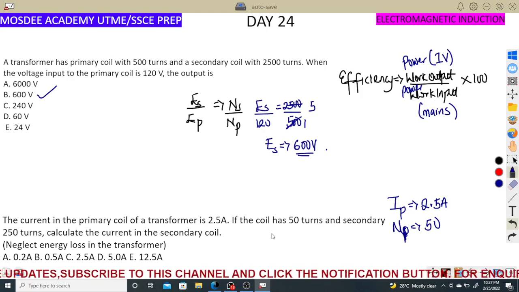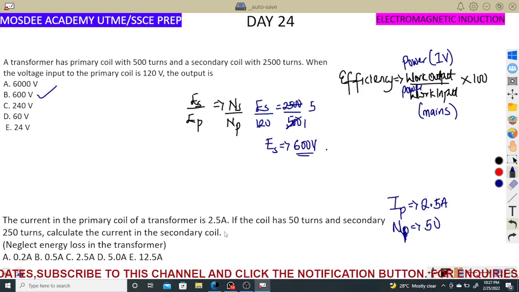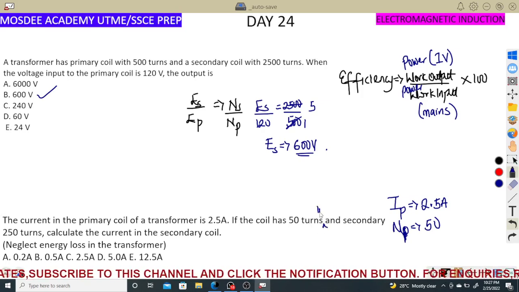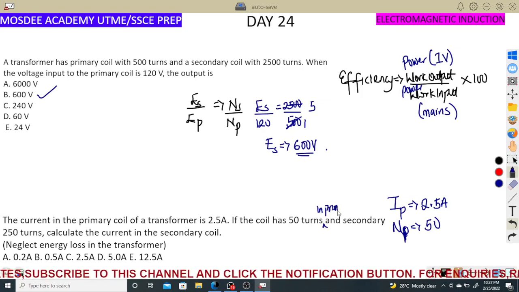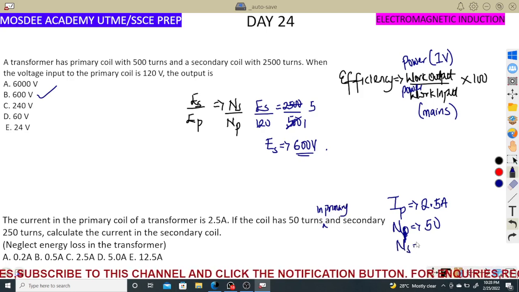I think the academic team are tired because they have been working since the beginning. It's not easy, and we are almost getting to the end of the syllabus. Now, the primary is 50 and secondary is 250. So there's an omission in the question.